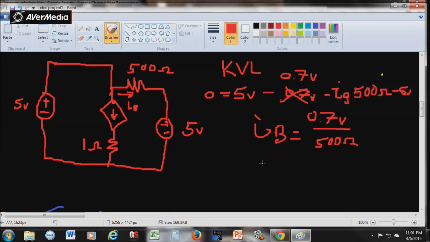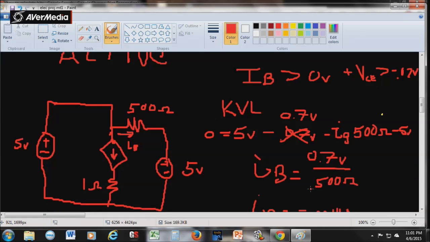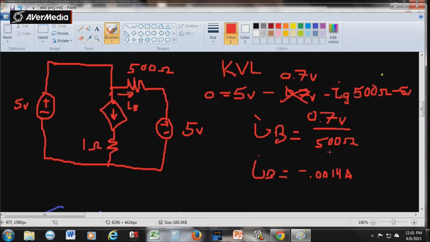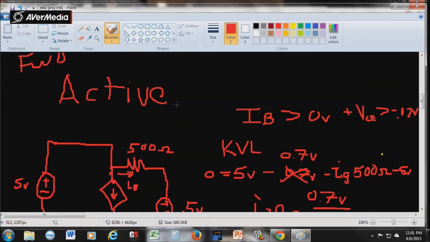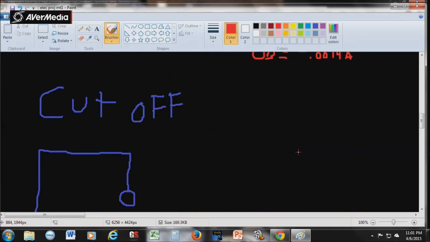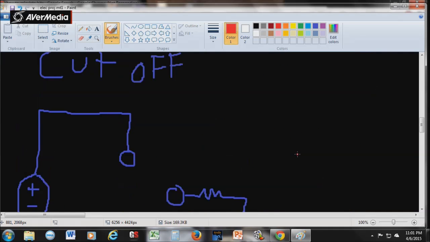Plug that into your calculator, and you get that IB equals negative 0.0014 amps. We know that this is not greater than 0. Therefore, this cannot be in the forward active region. So moving on, next we'll try the cutoff region.